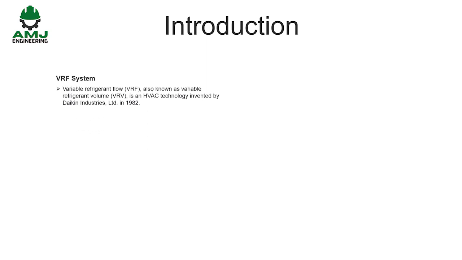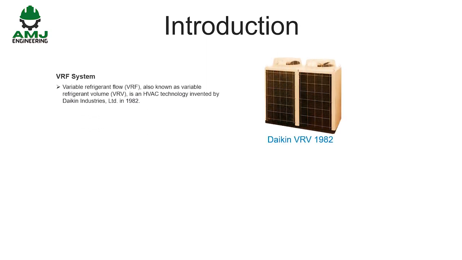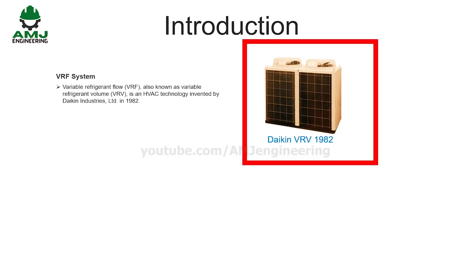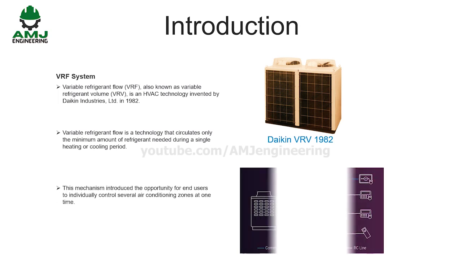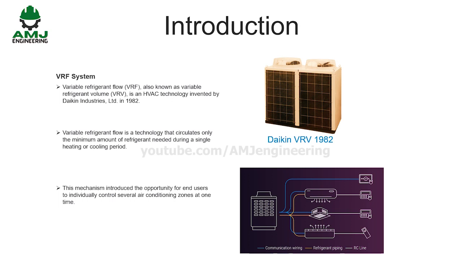Variable refrigerant flow, VRF, also known as variable refrigerant volume, VRV, is an HVAC technology invented by Daikin Industries in 1982. Here is a photo of the first VRV units. Variable refrigerant flow is a technology that circulates only the minimum amount of refrigerant needed during a single heating or cooling period. This mechanism introduced the opportunity for end users to individually control several air conditioning zones at one time.